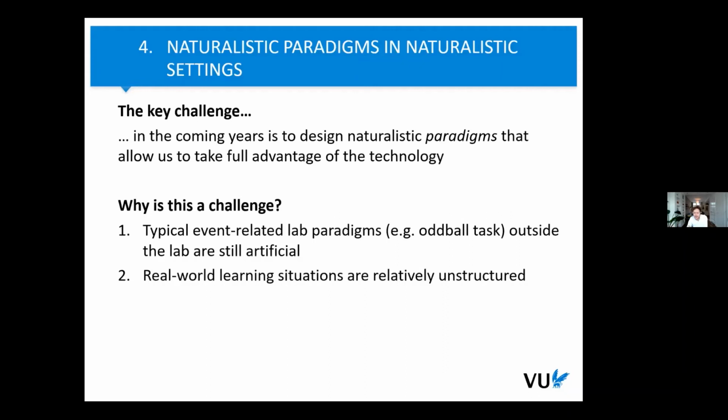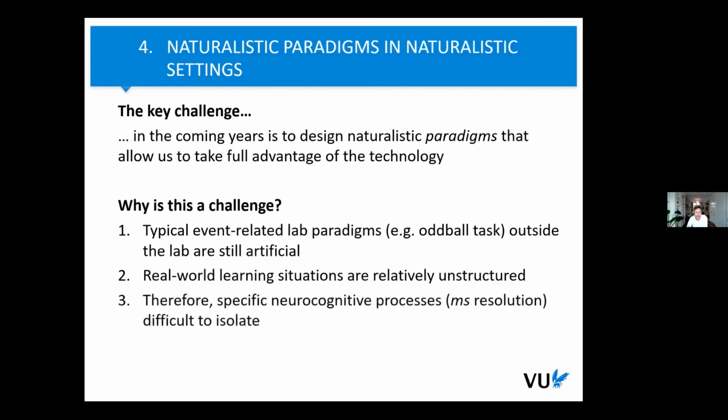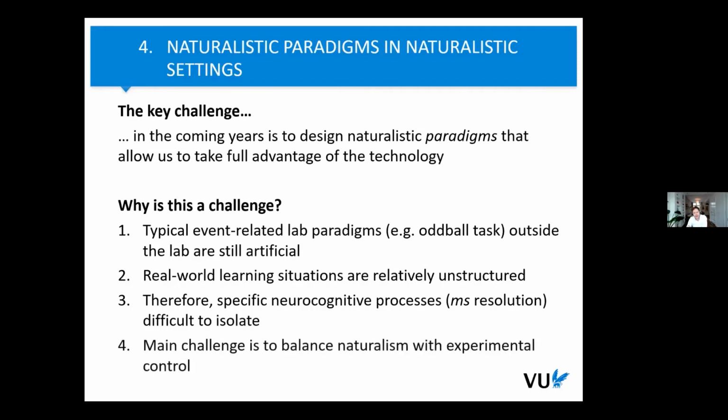Real-world learning situations are relatively unstructured, so that's difficult, and therefore specific neurocognitive processes are difficult to isolate. So what you would typically do with the EEG paradigm is to have frequent stimuli and control conditions, and then you can have, with a millisecond resolution, event-related potentials to study specific cognitive processes. But that's very difficult in unstructured real-world classroom environments. So the main challenge will be to balance the naturalism with experimental control in these situations.